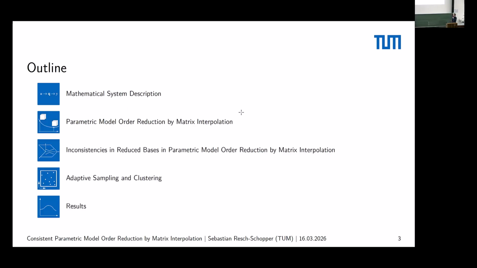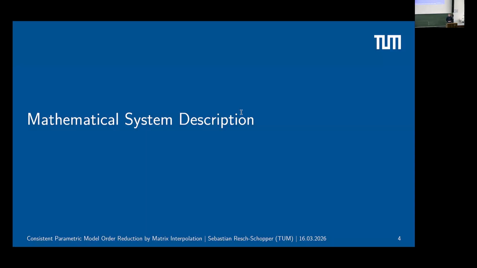So for that, I will first go into the mathematical system description. As I just said, in structural dynamics it's rather simple, but just to make the notation clear. Then we'll go into this approach of parametric model reduction, namely matrix interpolation, that I'm using. We'll then encounter some inconsistencies, so some challenges that are posed in this method. Then this will lead us to an adaptive sampling and clustering, which I will show you, and finally the results for this approach. So, starting with the mathematical system description.